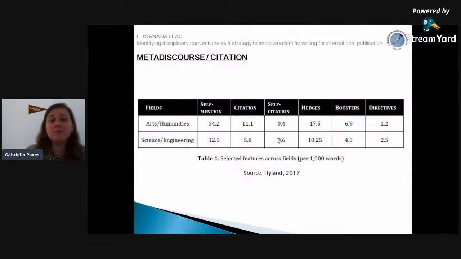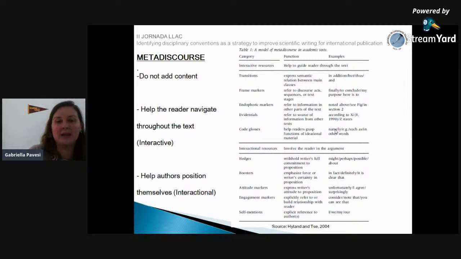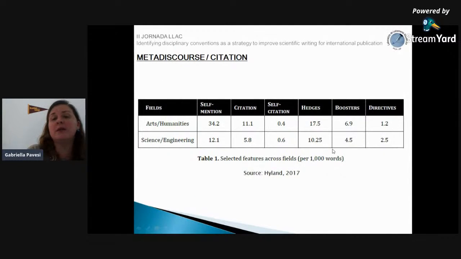And the hedges and boosters that we had from the previous slide, right? I'm just coming back to remember. The hedge as might, perhaps, the booster as definitely and clear. Also a considerable difference in arts and humanities with science and engineering. So this table also shows us another example of how these habits, these tendencies of use change and vary across disciplines.